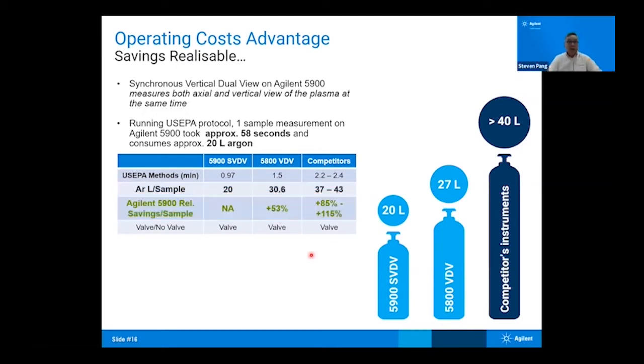And generally, as you can see in this slide here, the relative savings can be as high as 53% between the 5800 and 5900. Okay, so there is incentive if you are comparing the 5900 over the 5800. But the real advantage is when you compare to our competitors, the savings can be up to more than 100% for some systems, because you can see that the analysis time is about 1 minute versus 2.4 minutes. That's where your saving comes in.